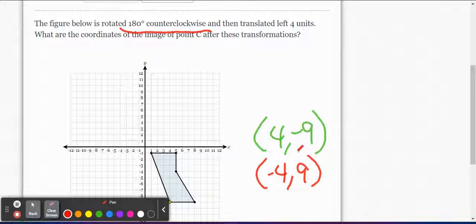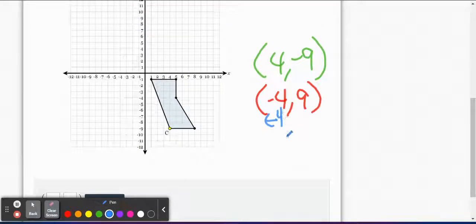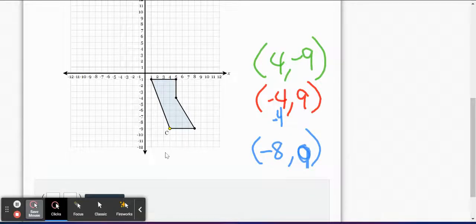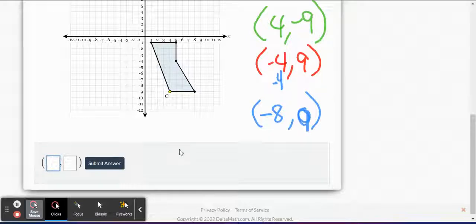All right, then translated left 4. That means this goes left 4. -4, left 4, not 0. It goes to -8, because you're subtracting 4 from the x value. So -4 minus 4 is -8. So your answer is (-8, 9).